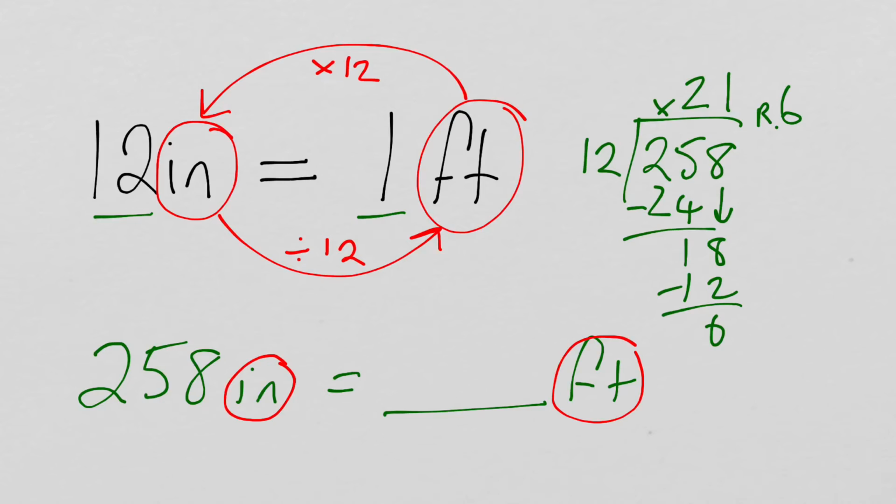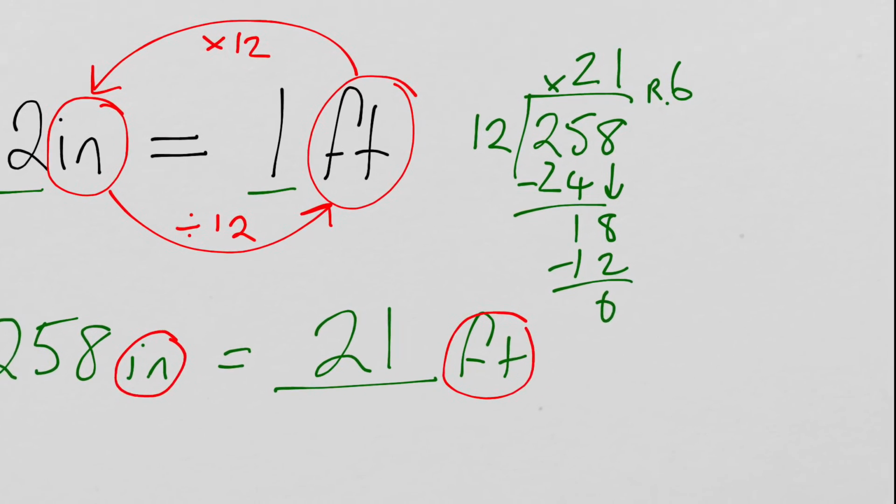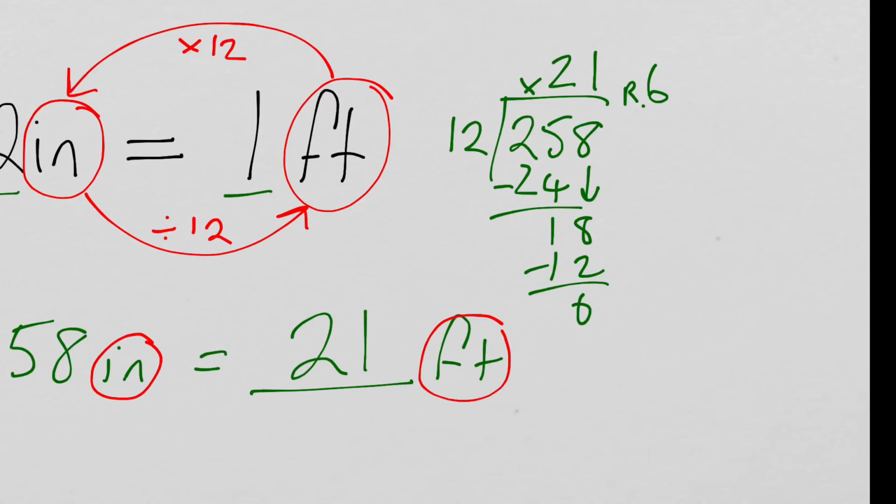So what do I do with that? Well, that 21 is the number of feet, because that's the number of 12s I could get out of it. So yes, it is going to be 21 feet. But what about that remainder of 6? Well, what is it? It's 6 of those inches, right? So what were those? Those were inches. So it's going to become 21 feet 6 inches.